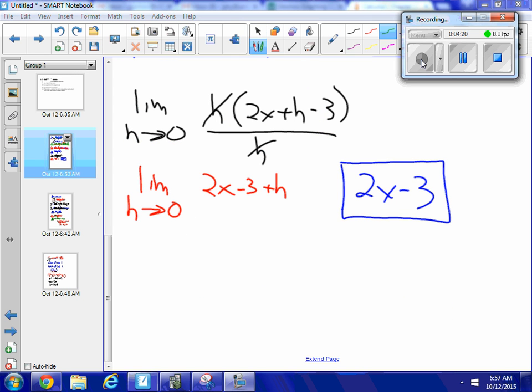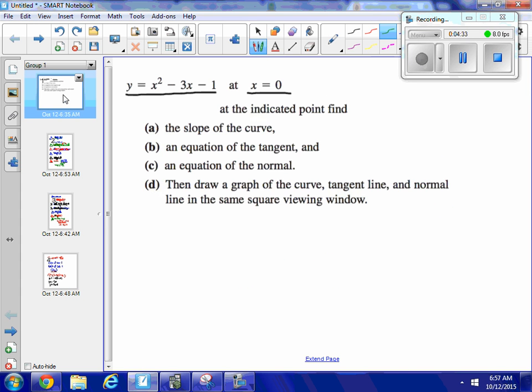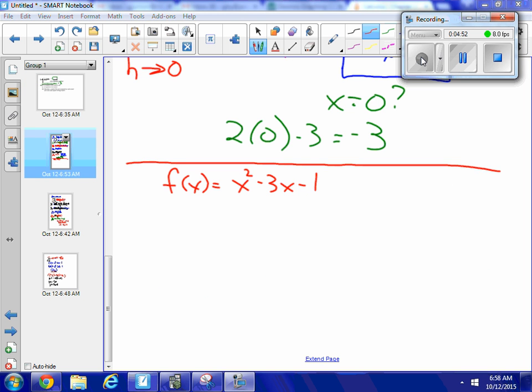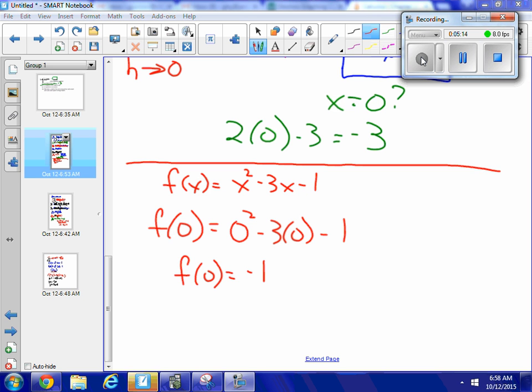So what then is the slope when x is equal to 0? Well, I have 2 times 0 minus 3 equals negative 3. So the answer to our first question, the slope of the curve at x equals 0, is negative 3. Now moving on to part B, how do I find an equation of the tangent line? Well, I know this is my function right here, and I can evaluate it for x equals 0: 0 squared minus 3 times 0 minus 1. So f of 0 is equal to negative 1. So I know that on my curve, I have the point x equals 0, y equals negative 1. And that is the point where my tangent line will touch.